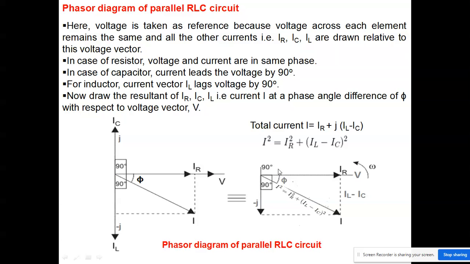So it is nothing but the square root of, if I write in terms of I squared, this one squared plus this one squared. The rotation is in this way, and we are representing it by omega, which is our angular speed, or angular velocity. Is it okay? So this is the phasor diagram for the parallel RLC circuit.